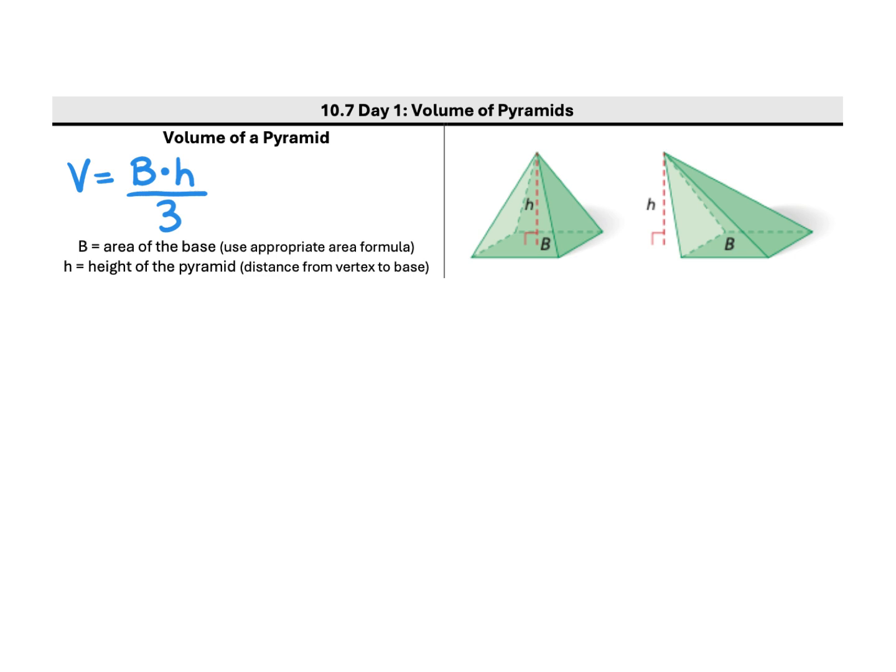For the capital B, you'll need to use the appropriate area formula for the base depending on what shape it is. And the height of the pyramid is different from the slant height that we used in lesson 10.6. The height of the pyramid is the distance from the vertex to the base. Recall that the slant height is the height of one of the triangular lateral faces. So this piece right here is the slant height. For the volume of a pyramid, we need the height. The formula for volume works for right pyramids, which are the most common, as well as oblique pyramids like this one.